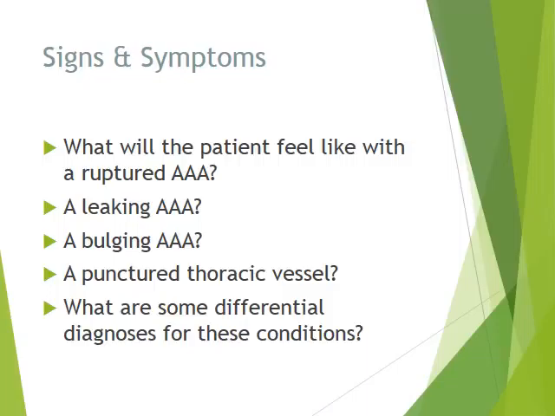And think about puncturing your thoracic vessels. So maybe a rib gets fractured and it punctures a thoracic vessel. So think about all of those things and what your patients will feel like if they have any of these types of injuries. And then think about differential diagnoses for these conditions.